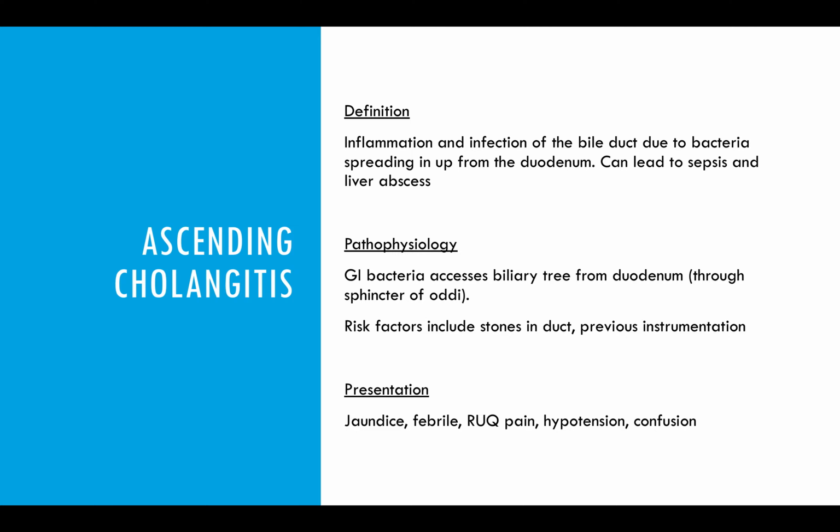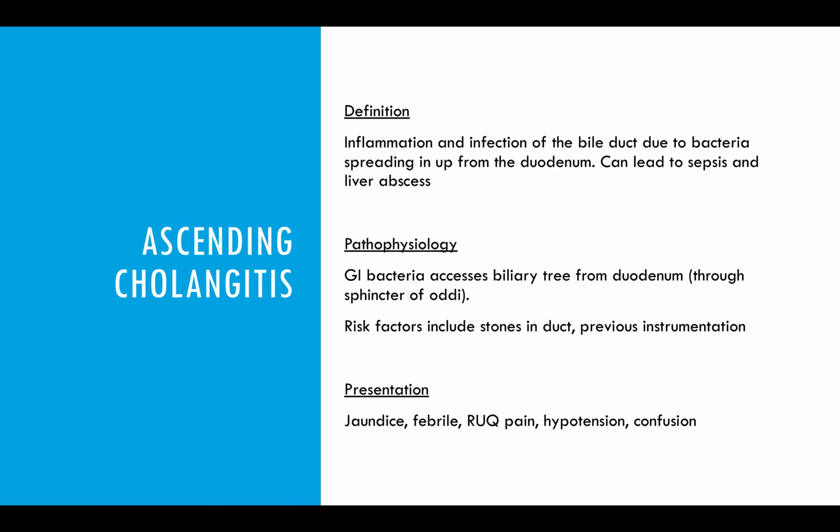There are a number of risk factors. Anyone who has a known stone in the duct, so choledocholithiasis, is at high risk because they have something sitting in the duct, which puts them at high risk of infection in the duct. Previous instrumentation, so anyone who's had an ERCP, which is an endoscopic retrograde cholangio... something. Anyway, patients will often be able to tell you if they've had one. Basically what happens is it's like having an endoscopy.